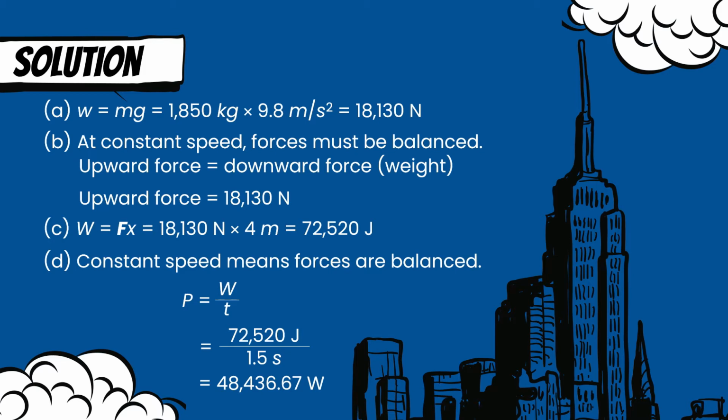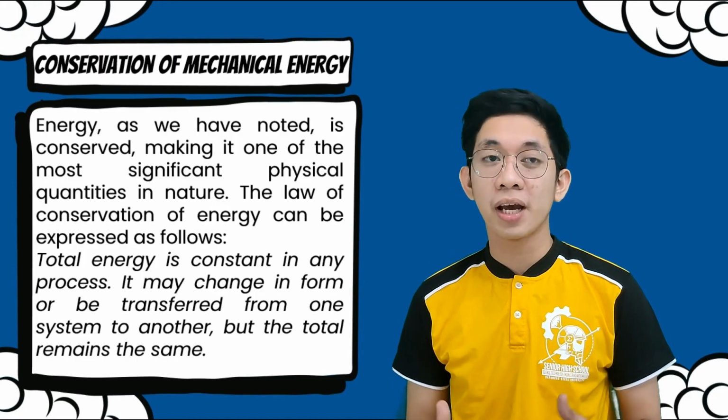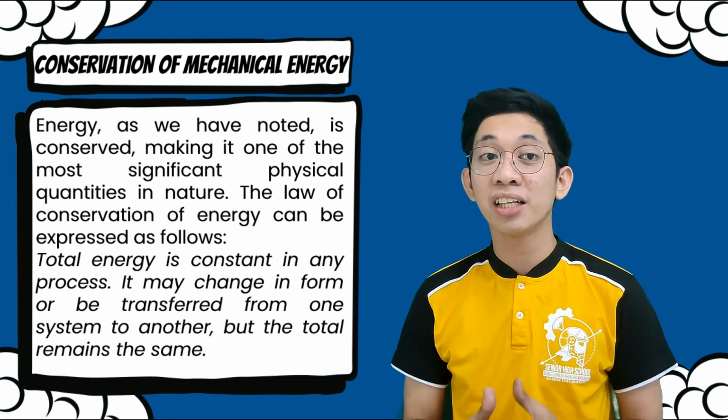For the last question, constant speed means forces are balanced. Now to determine the minimum power of the engine to raise the lift at a constant speed, we have power is equal to work over time, which is equal to 72,520 joules over 1.5 seconds. And that yields 48,346.67 watts.